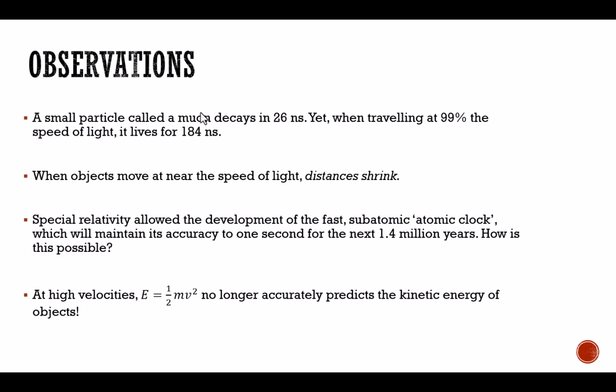Somehow it lives longer just because it's traveling faster. Secondly, when objects move near the speed of light, the perception of distances also changes. Space actually contracts according to them. Moreover, we've developed devices called the atomic clock, which has got to do with these fast-moving electron transitions in particular elements, and it allows us to maintain almost perfect accuracy, as this third statement says, accuracy to 1 second for the next 1.4 million years.